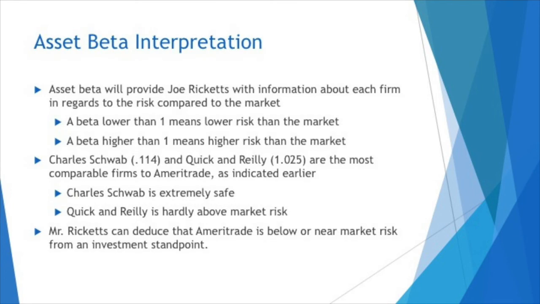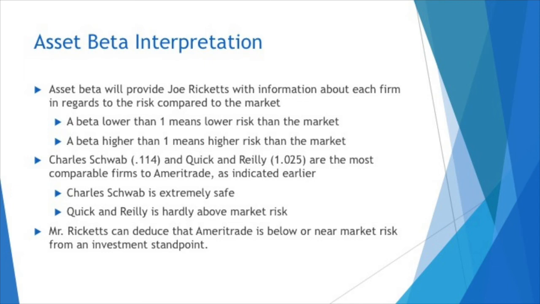By using Charles Schwab and Quicken Riley as baseline firms for comparison, Ameritrade will have a beta between 0.114 and 1.025. The choice of Charles Schwab represents the lowest beta among comparable firms and therefore the least volatile. Quicken Riley, on the other hand, has a beta that correlates very closely with the market. An asset beta below 1.0 means that the firm has below market risk.